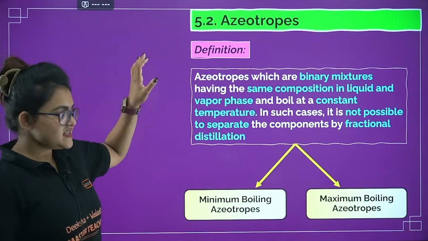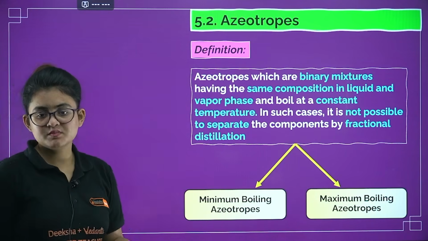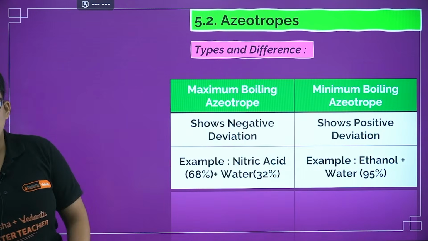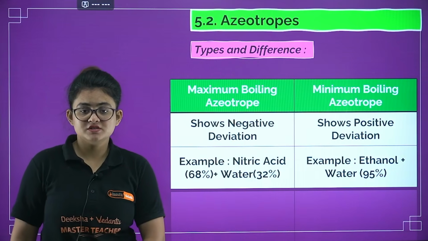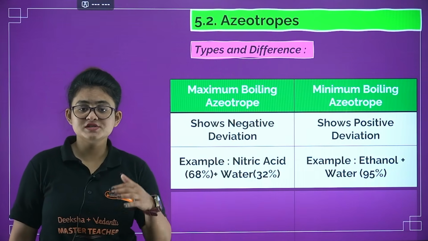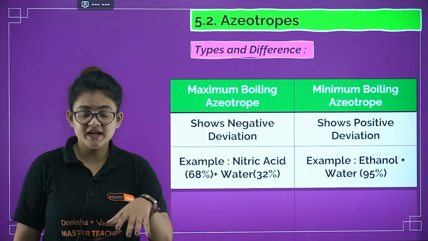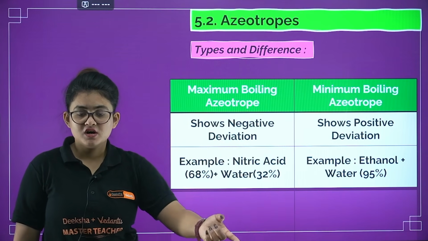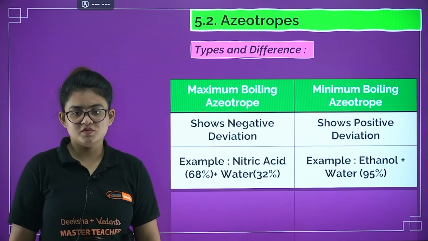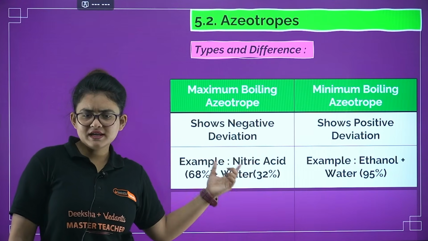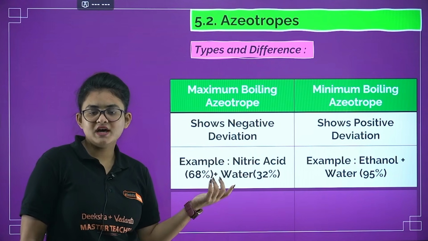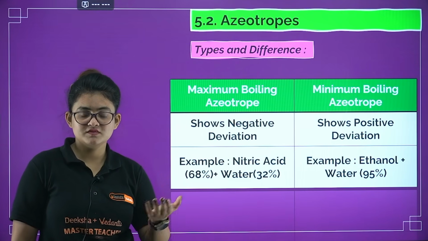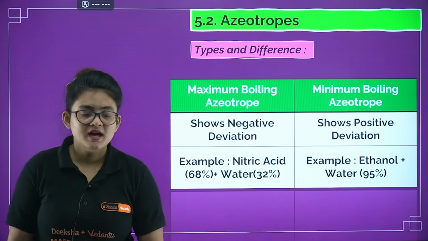For this case, azeotropes are also of two types. One is maximum boiling azeotrope, one is minimum boiling azeotrope. So what are the differences? Maximum boiling azeotrope is shown by the solution which shows negative deviation. Negative deviation will show maximum boiling azeotrope and positive deviation will show minimum boiling azeotrope. Okay, and for the example, only in this composition they will show the azeotropic mixture, that is 68% nitric acid and ethanol, 94.5% ethanol. Okay, I guess it's clear.